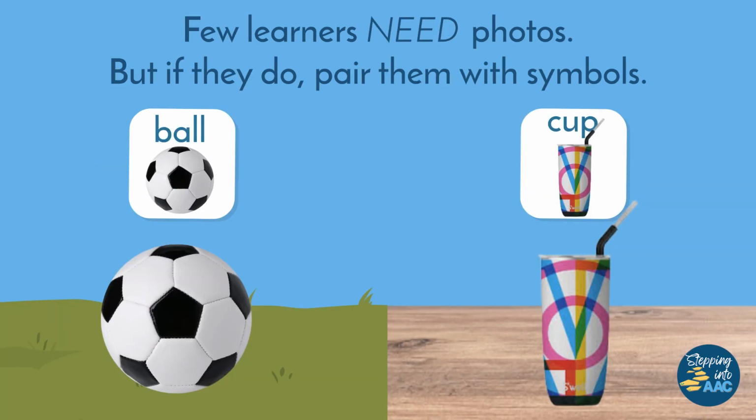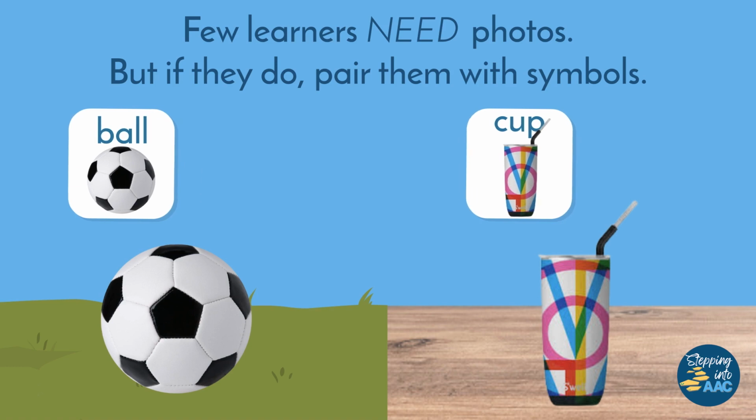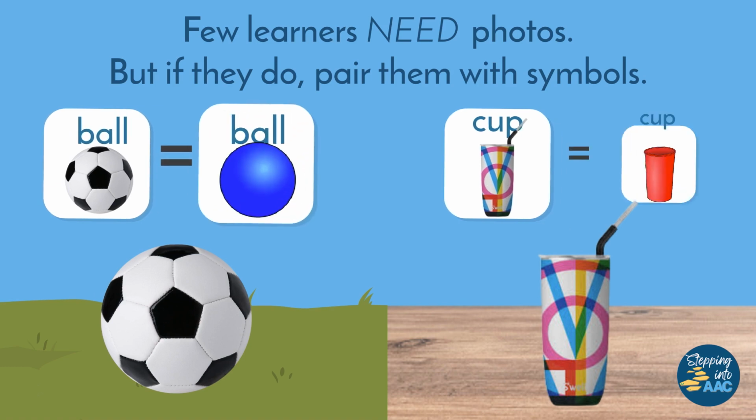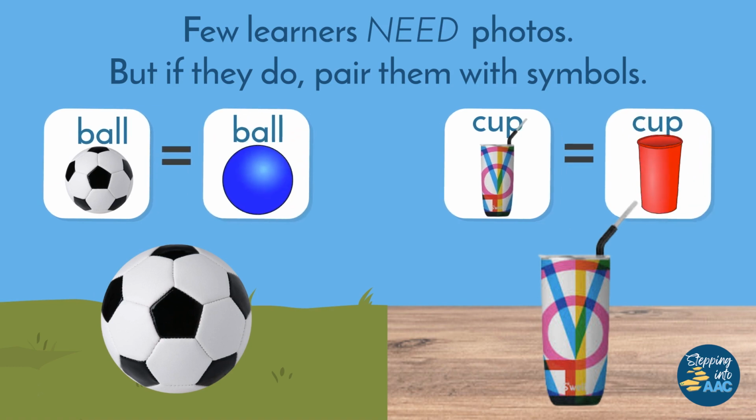For a small percentage of learners, photos may be useful short-term to teach that two-dimensional representations refer to things they know. In other words, symbols have meaning and can be used for communication, but you will want to pair those photos with icons and quickly transition away from photos to an icon-based system.